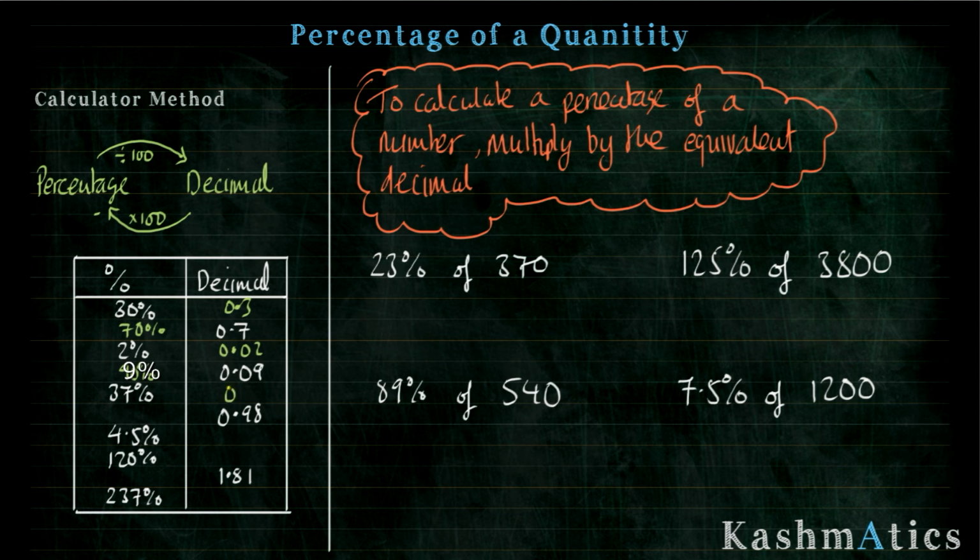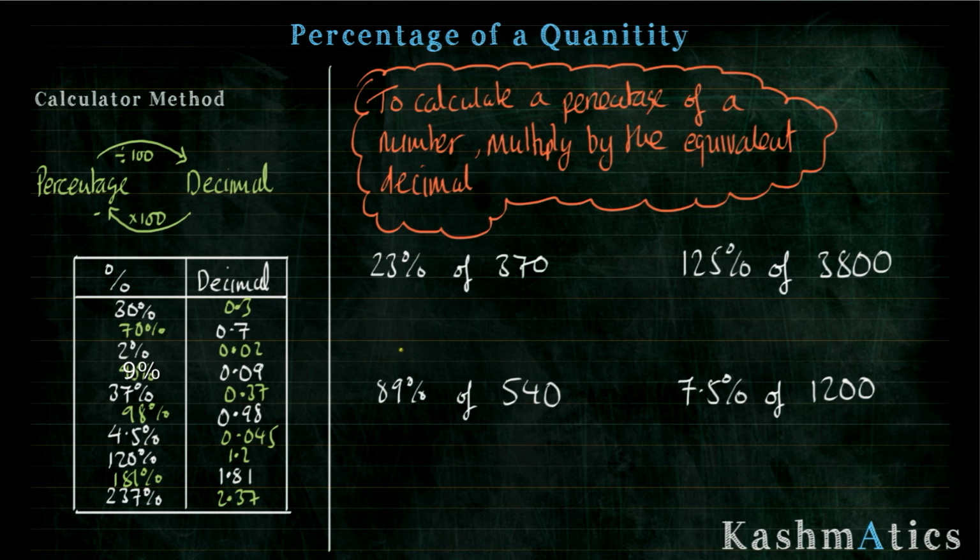So this would be 0.37. This would be 98%, 0.045. Now this one here would be 1.2. This would have been 181%, and this would be 2.37. So hopefully you know where I've got all those green numbers from.